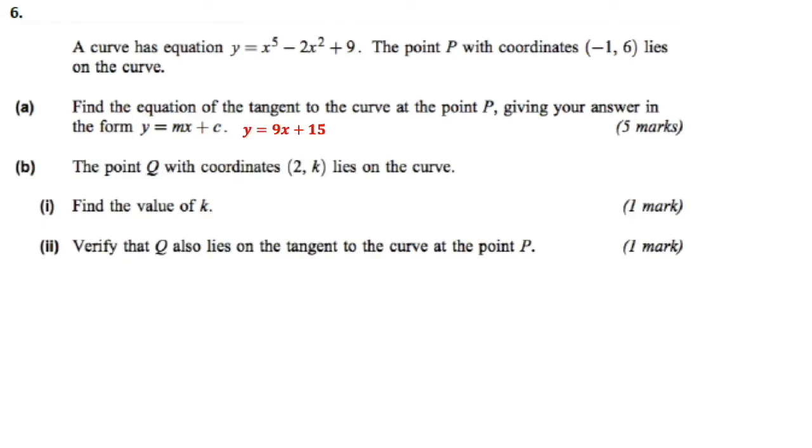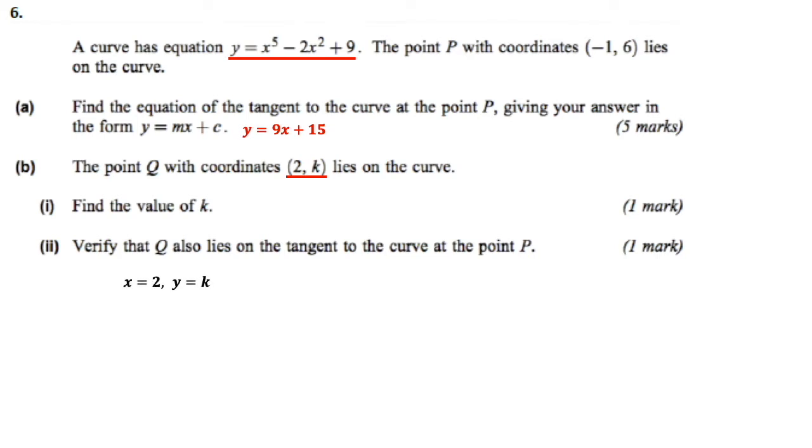Now let's have a look at part B. The point Q with coordinates 2, k lies on the curve. Find the value of k. If Q lies on the curve, then what that means is that when x is 2 and y is equal to k are substituted into the equation, they will satisfy it. So it would mean that basically the equation would be true.